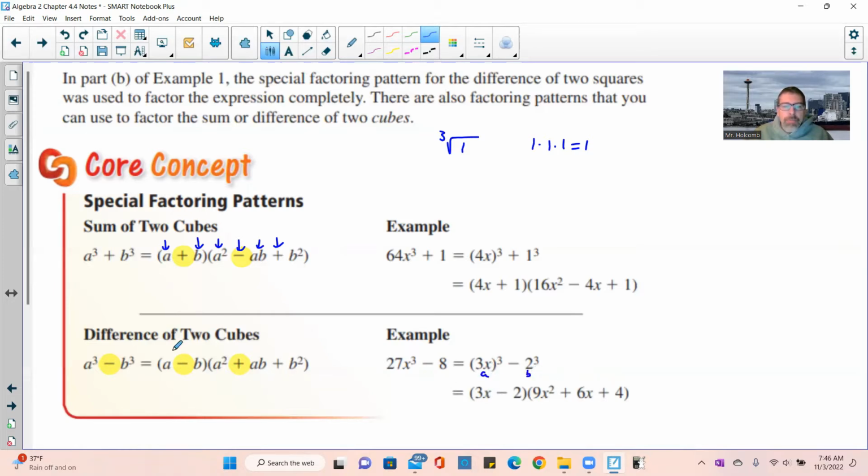So you take a minus b, which is 2, parentheses, a squared. So what's 3x squared? It's 3 squared x squared, which is 9x squared. All right, so that's that. Plus, so the plus sign is put down, and then a times b. Well, 3x times 2 is 6x. Okay, and then plus, and then b squared. Well, 2 squared is 4. So that's how you do these. This is the core concept for special factors. This is the sum of cubes and the difference of cubes.